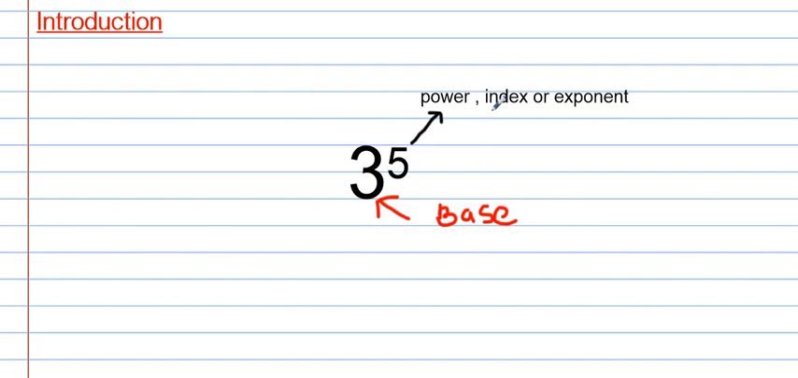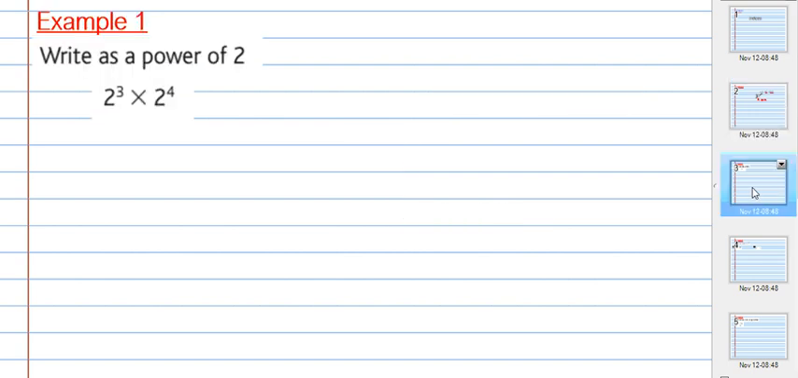Power can also be called index or exponent. You can see that in your GCSE questions, in exam papers or in textbooks. Some teachers refer to it as index, exponent or power. It means the same thing. So 3 to the power of 5: 3 is the base and 5 is the power. Now let's do some examples.